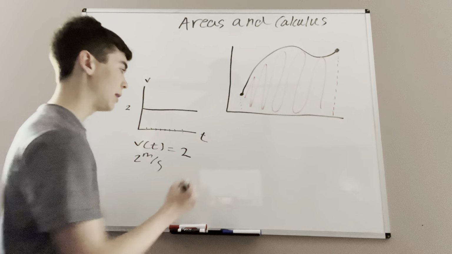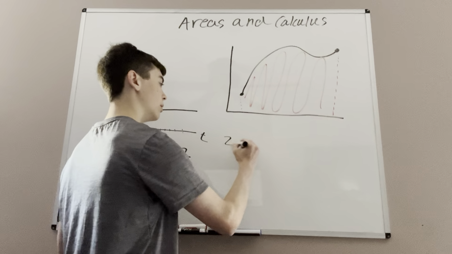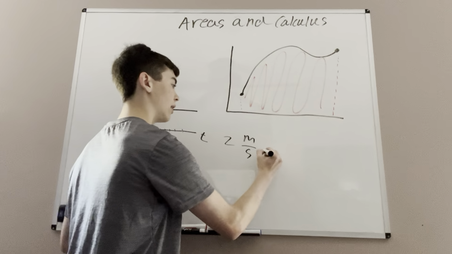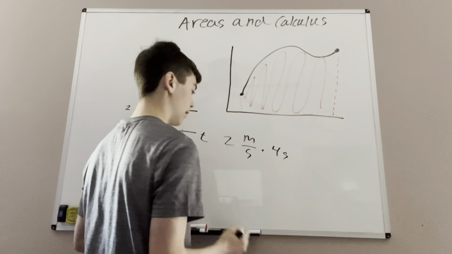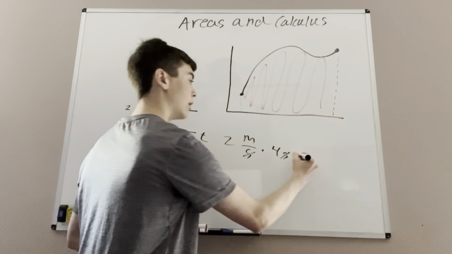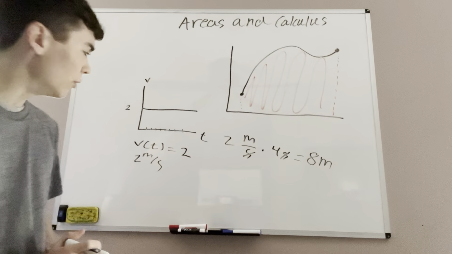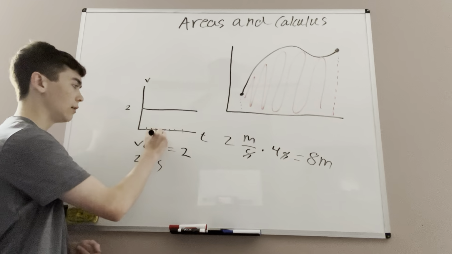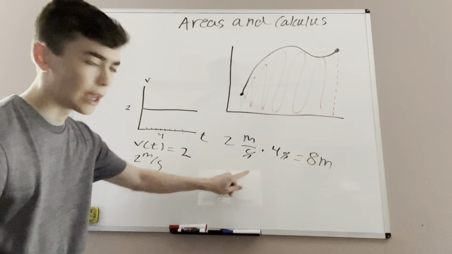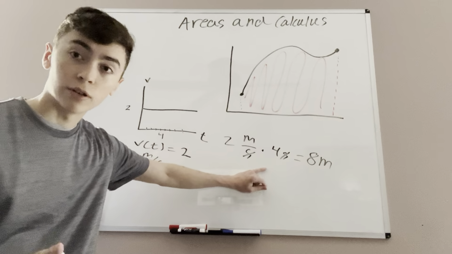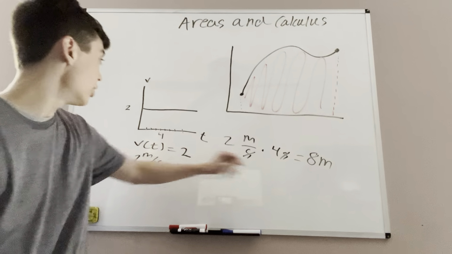Well, in the past, you would multiply 2 meters per second times 4 seconds, right? And then you'd have some units cancel out, and then you'd get 8 meters, right? Well, we figured out pretty early on in math that this multiplication process is very similar to how we find areas of geometric shapes, right?